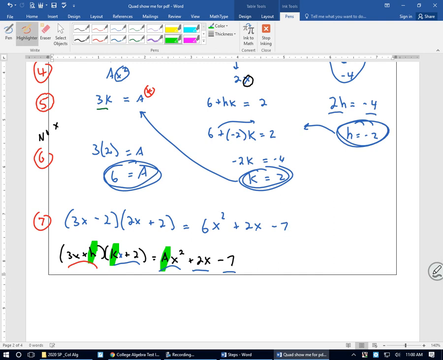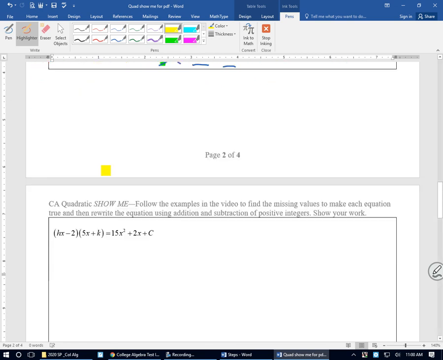All I did was replace the things in green with the numbers I solved for. Let's try another one.